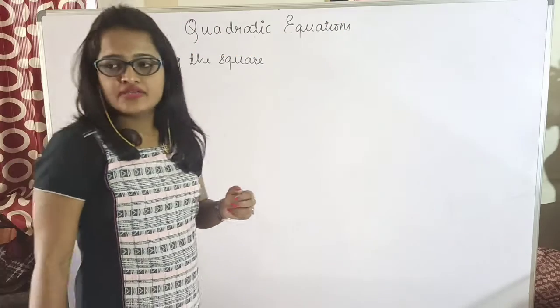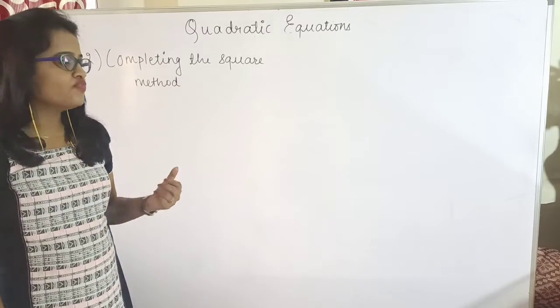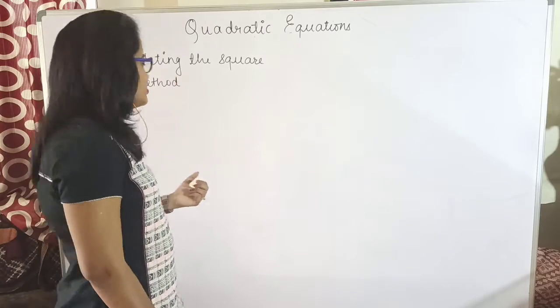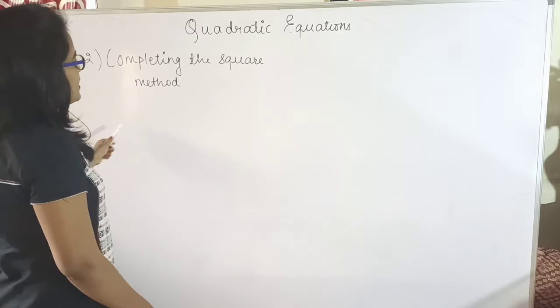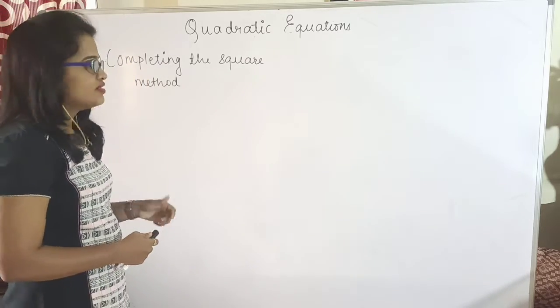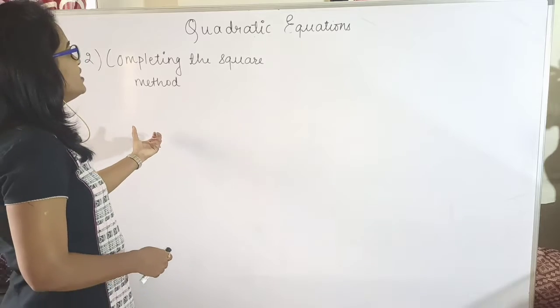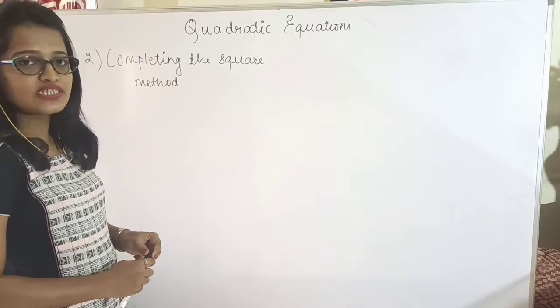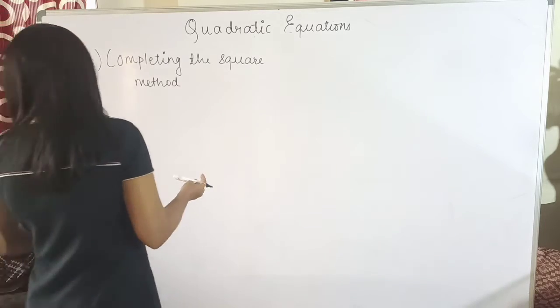Now let us look at the next method of solving a quadratic equation, that is the completing the square method. Before proceeding to this method, let us look at why we need to solve a quadratic equation by this method. Let us take one example.